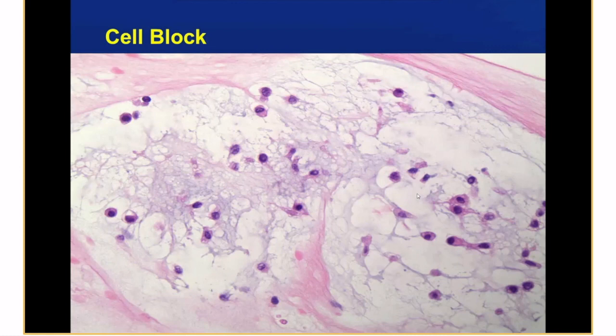This is how they look in the cell block. It looks a little bit like cartilage. The myoepithelial cells dive into the stroma.